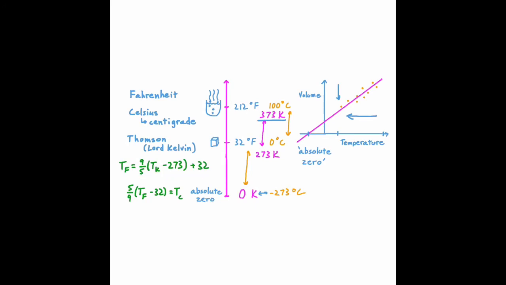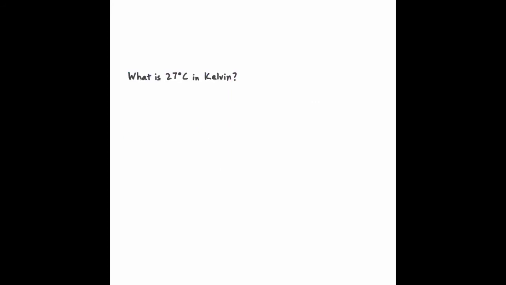Let's get some practice now with these conversions through a couple of examples. What is 27 degrees Celsius in Kelvin? Okay, so here we want to convert a temperature in one temperature scale, the Celsius scale, to an equivalent temperature in the Kelvin scale. To get started, let's recall some of the values that these two different scales give to particular temperatures.